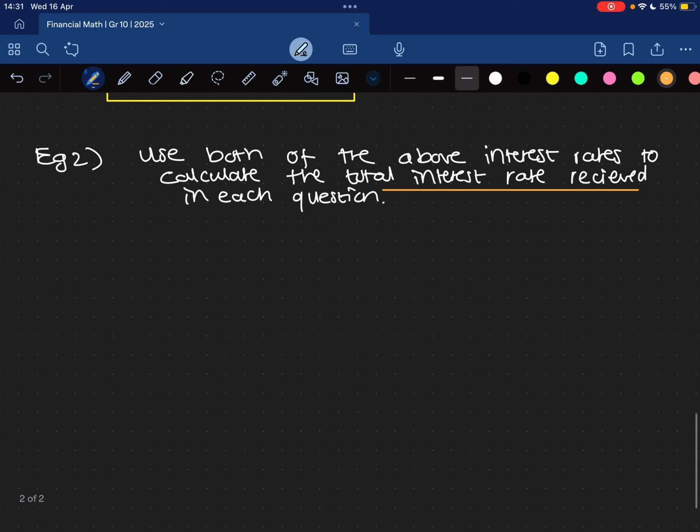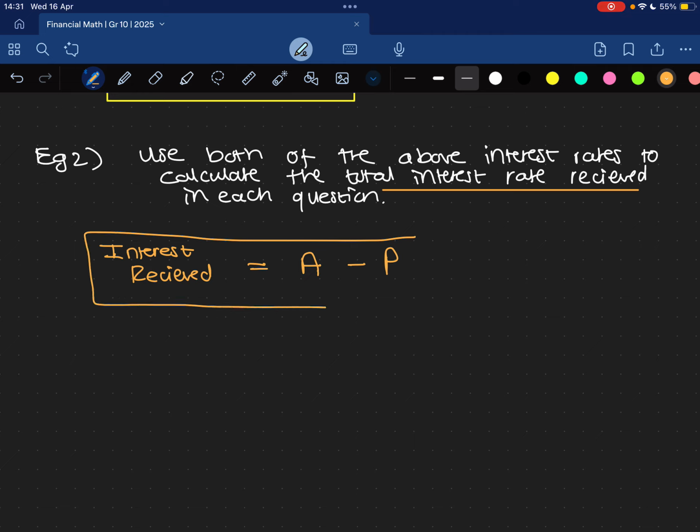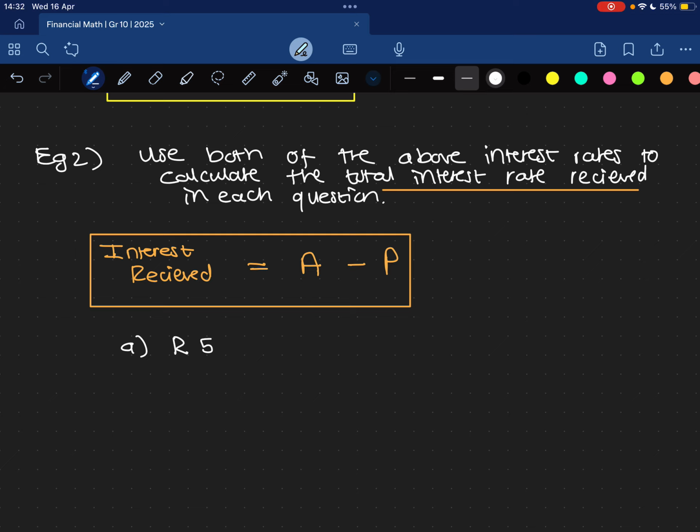So if you would like to know the interest received, this is how much interest you grew, or how much your money grew by. You can calculate it by taking the A value and subtracting the P value from it. Because if you take the final amount minus the initial amount, you will get the amount that it has grown by. So let's look. The first one, you got an answer of 5,562.50.